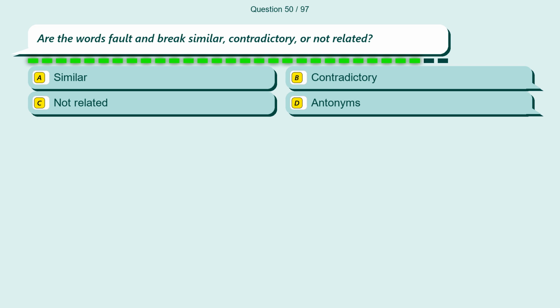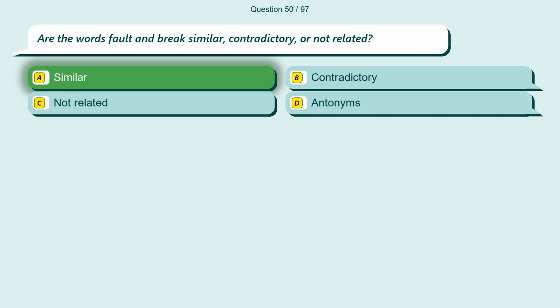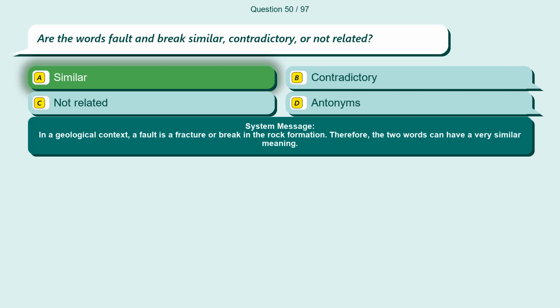Question 50. Are the words fault and break similar, contradictory, or not related? Option A, similar. Option B, contradictory. Option C, not related. Option D, antonyms. The correct answer is option A, similar. In a geological context, a fault is a fracture or break in the rock formation. Therefore, the two words can have a very similar meaning.